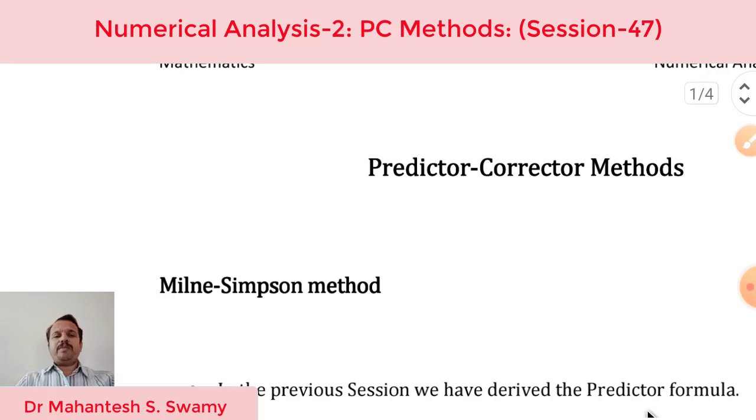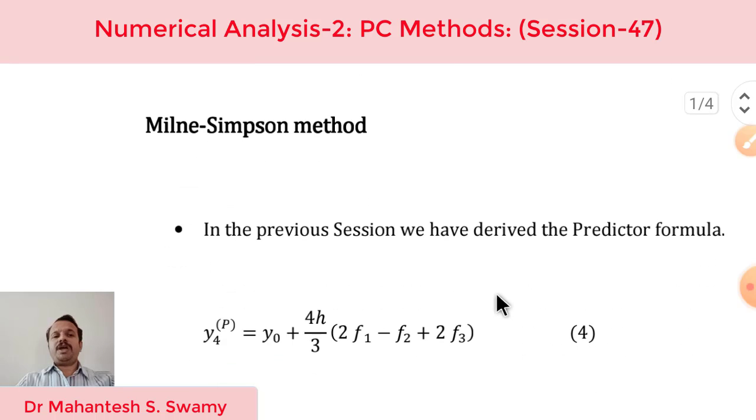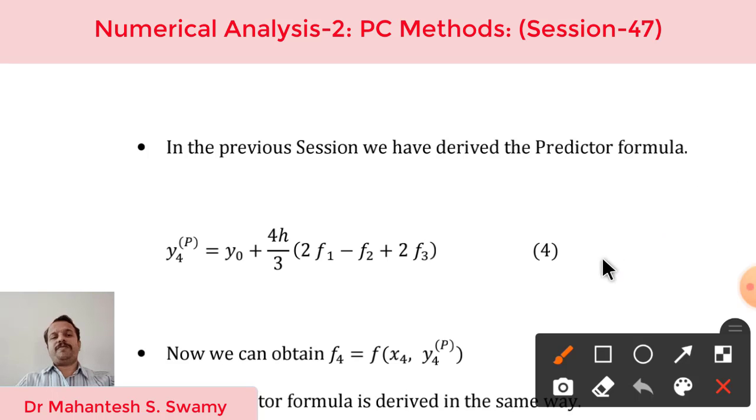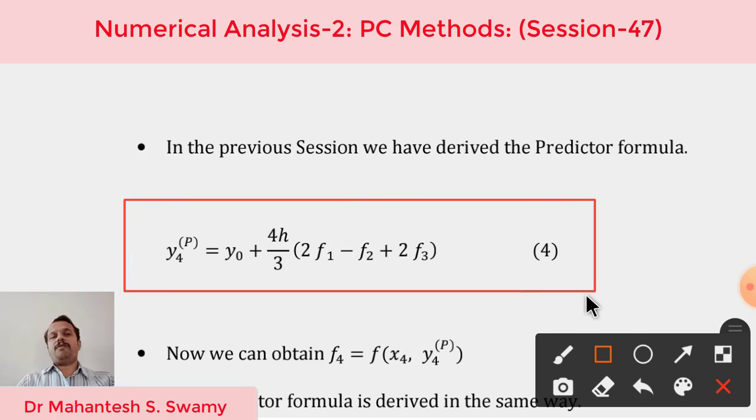In this session, I am going to derive the corrector formula of Milne's-Simpson's method, that is the Milne's predictor corrector method. In the previous session, we derived the predictor formula of Milne's method and it is displayed over here for your reference. You can have a look at this. This is the predictor formula of Milne's predictor corrector method.